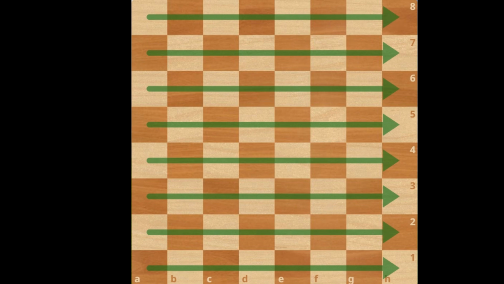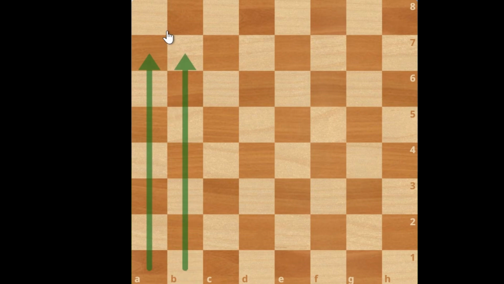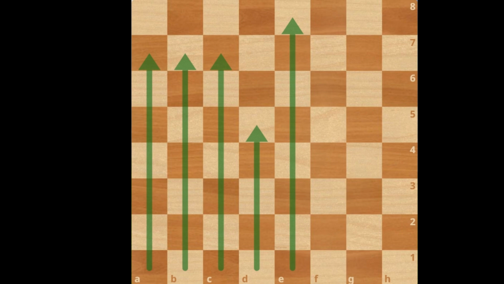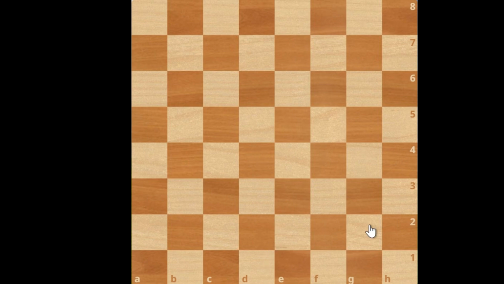Similarly, there are also 8 files. File A, file B, file C, file D, file E, file F, file G, file H. All these files are also 8 squares long, even if they have been drawn shorter here. And coordinates are made by first saying the file and then the rank.